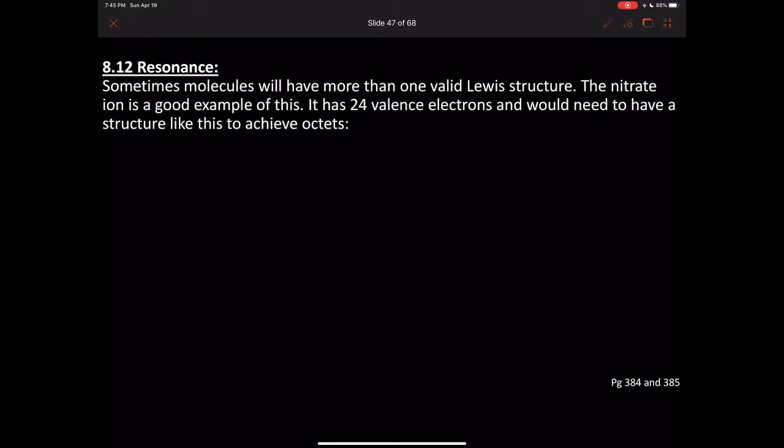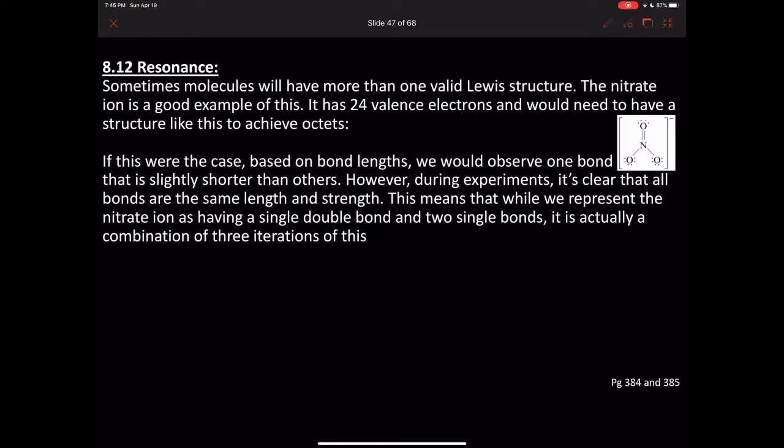It has 24 valence electrons and would need to have a structure like this in order to achieve octets. You can see that one of those nitrogen-oxygen bonds is a double bond while the other two are single bonds, because of the way those valence electrons need to be divvied out. However, based on bond lengths, we would observe one bond that's slightly shorter than the others. That nitrogen-oxygen double bond would be slightly shorter.